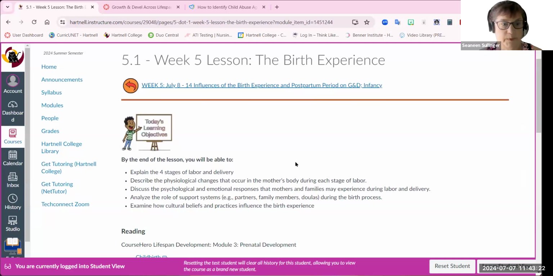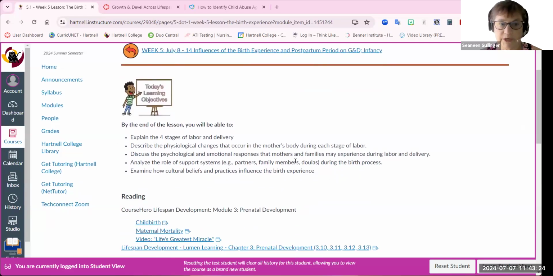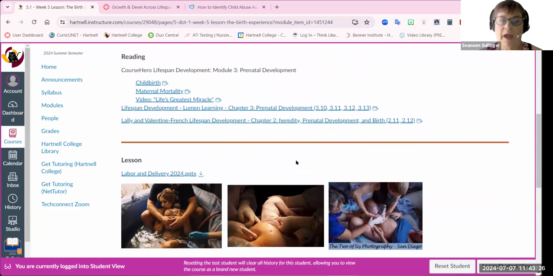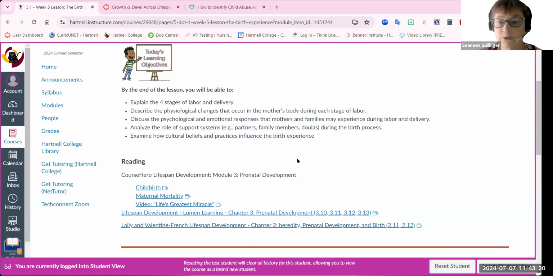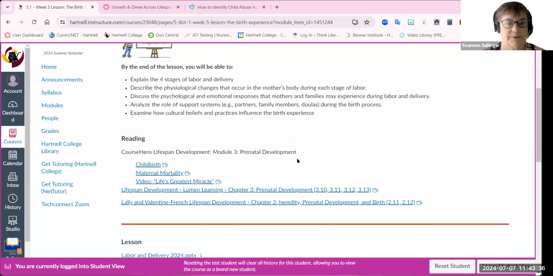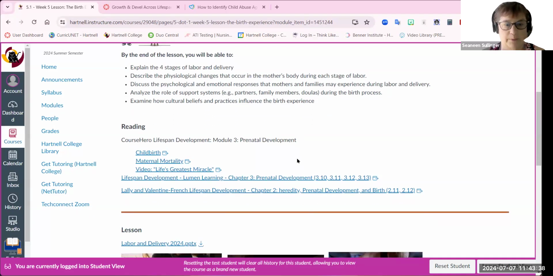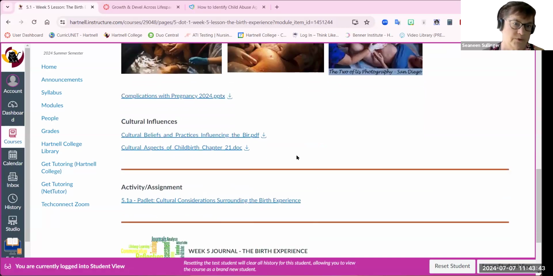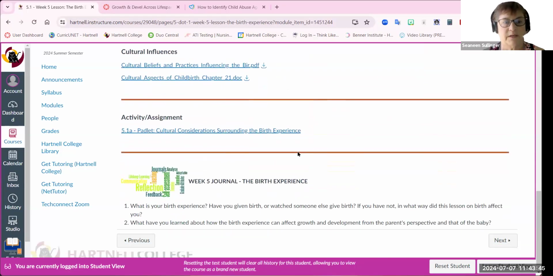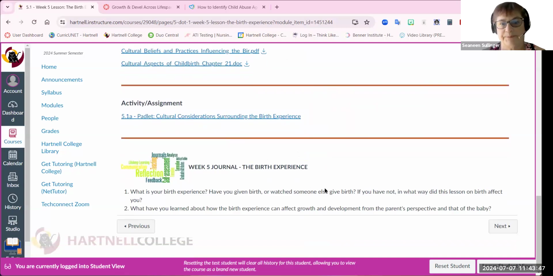And it's set up the same way as it was previously with your objectives, your reading, and then it will go, oops, I should have warned you. There are what might be considered graphic pictures to some people regarding the birth experience. So I should tell you that. And so there is the PowerPoint. There are some pictures, and then we go through cultural influences. There's your activity, and again the journal. So it's all set up that way.